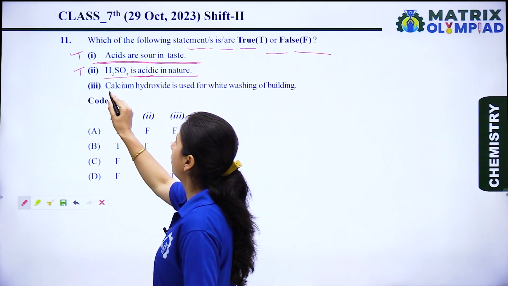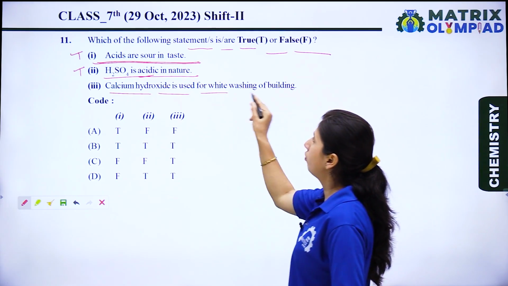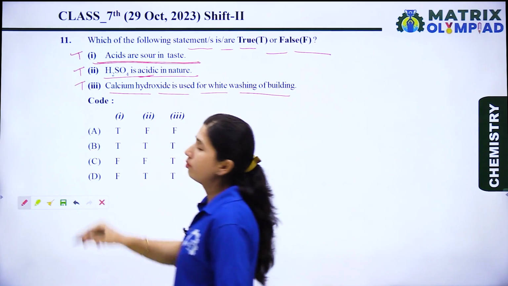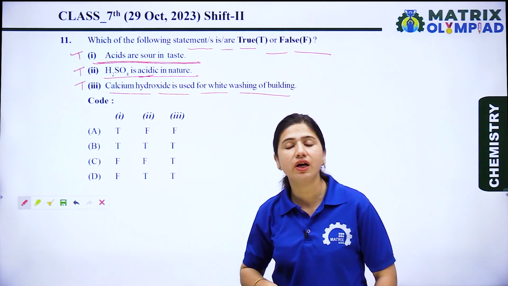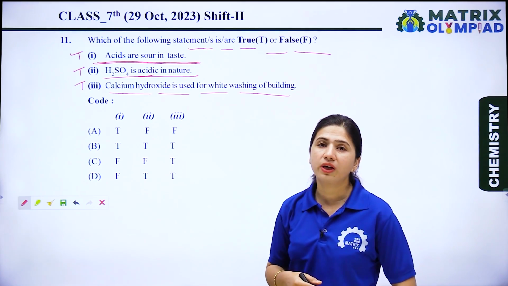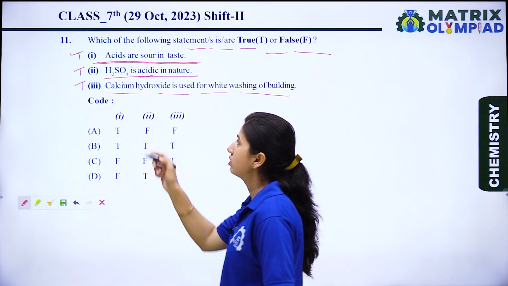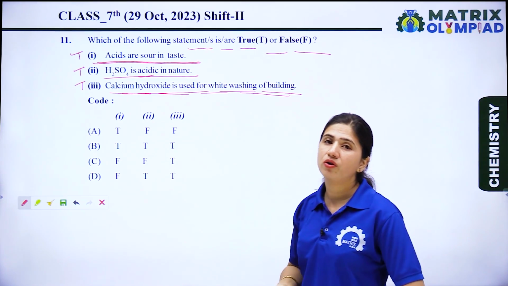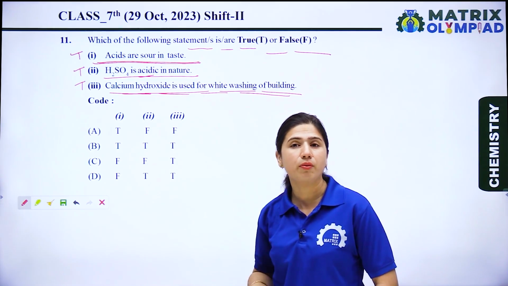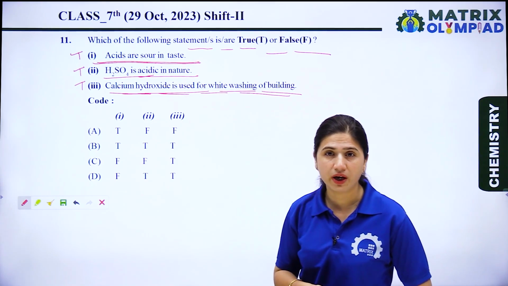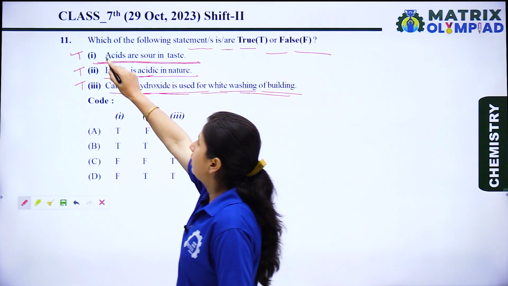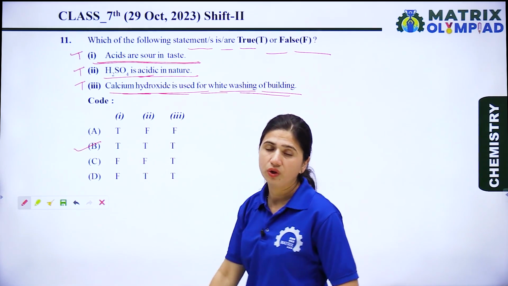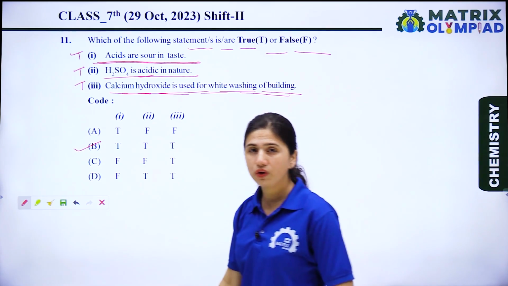Now let's see the next statement. Calcium hydroxide is used for whitewashing of buildings. This is also a true statement, because we know that calcium oxide, when it reacts with water, forms calcium hydroxide, and this calcium hydroxide is used for the whitewashing of buildings. After that, calcium hydroxide is also converted into calcium carbonate by reaction with carbon dioxide. So all three statements are true. So option B, true, true and true, is the right option for this question.